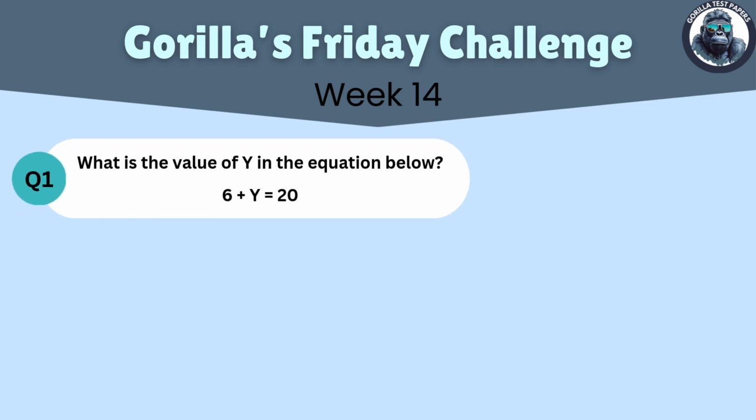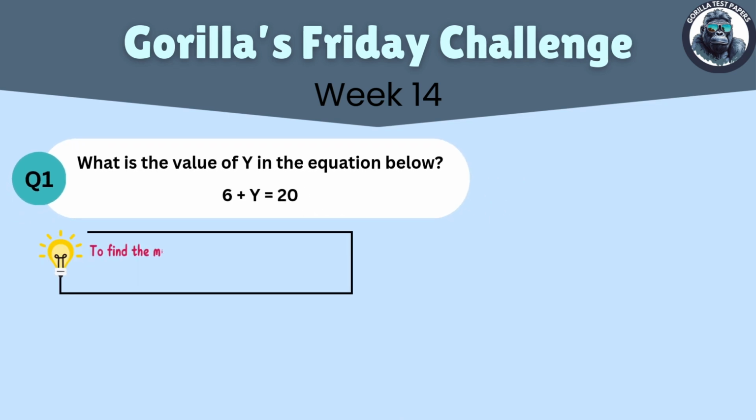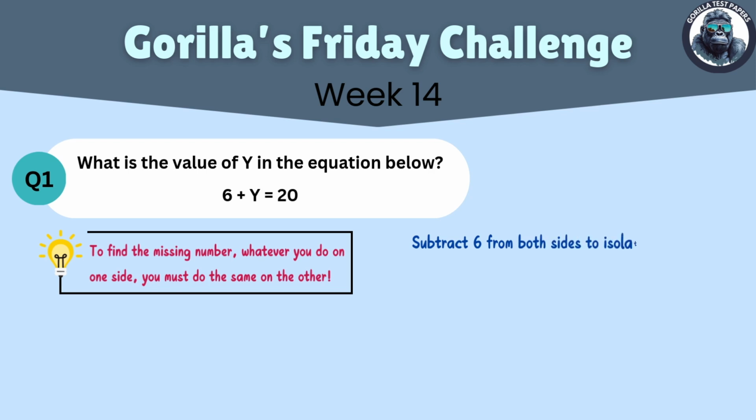Alright, let's get into it. The first learning point of the week is that to find the missing number, whatever you do on one side, you must do the same on the other. And so there are two ways to think about solving this. Way one is that we could subtract 6 from both sides to isolate y.